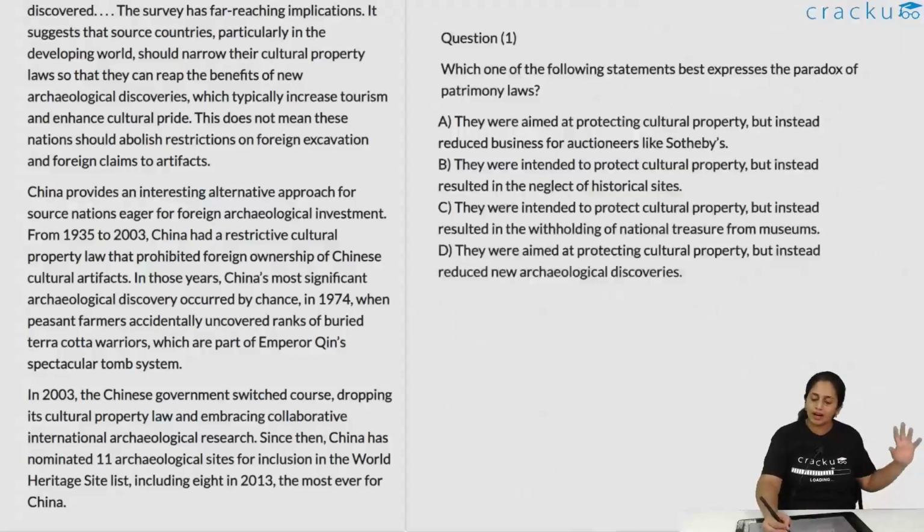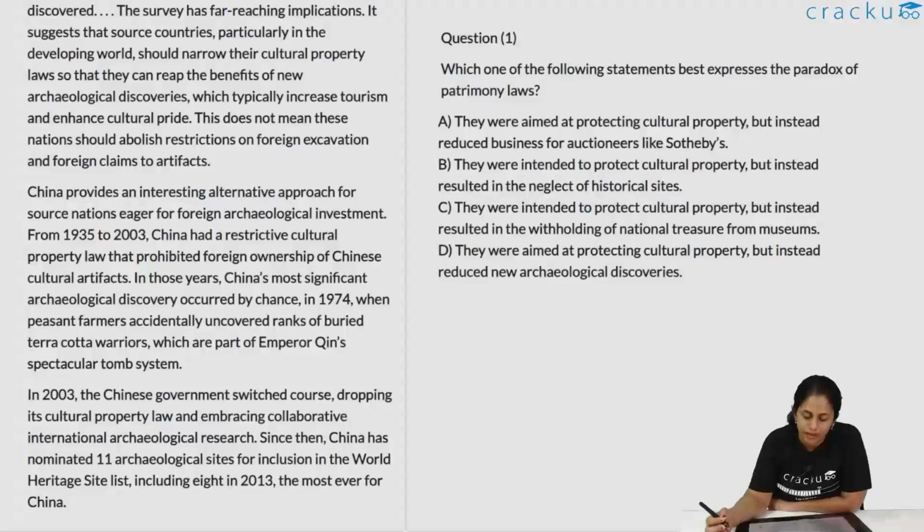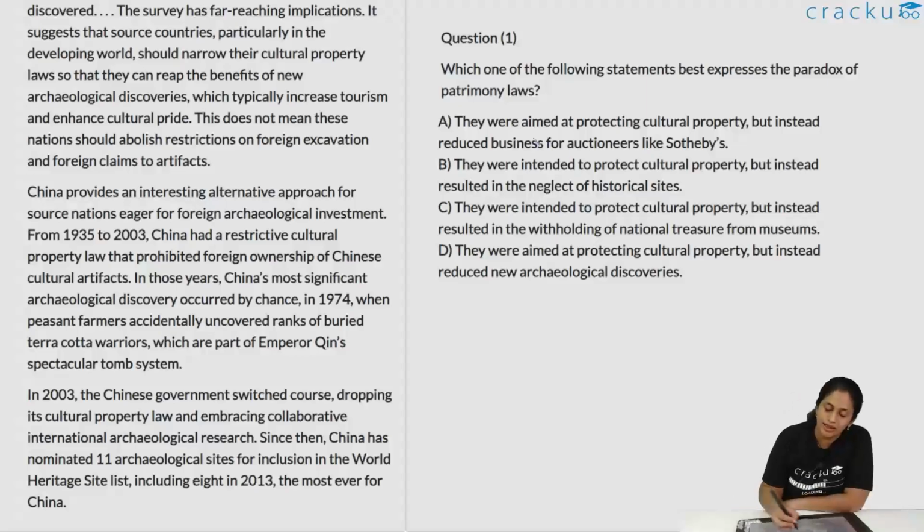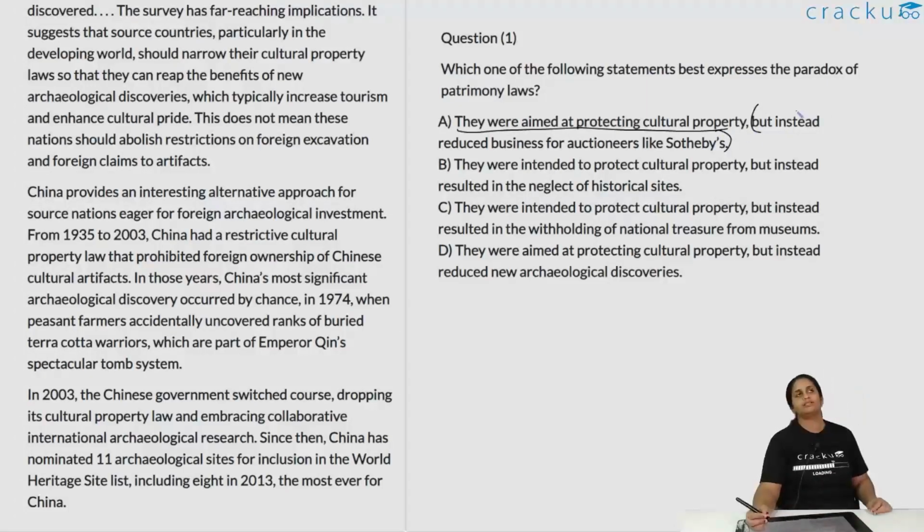Okay, so now that you understand what the passage is about, let's take a look at the questions. Which one of the following statements best expresses the paradox of patrimony laws? A: They were aimed at protecting cultural property, but instead reduced business for auctioneers like Sotheby's. The first part is true, it is aimed at protecting cultural property, but the downside is not that it reduced business for Sotheby's. The downside is that the number of archaeological sites that were found went down dramatically because nobody has any incentive to dig anymore. So A is incorrect, the first part is correct, the second part is incorrect.